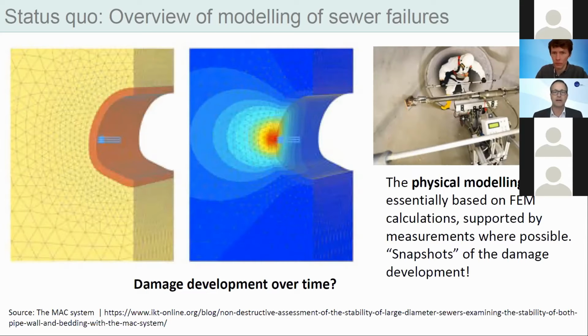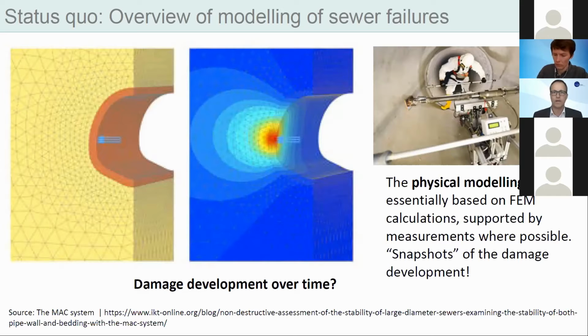Particularly in the area of the effects of earth and traffic loads and the effects of corrosion, there has been great progress in the past. An interesting example of how the entire system behavior can be checked by measurements can be found here on the right. This is the so-called MAC system, which was developed into a comprehensive evaluation model in Paris by Olivier Thibault. Here, the reaction of the entire system of pipe and soil to a defined load is recorded.